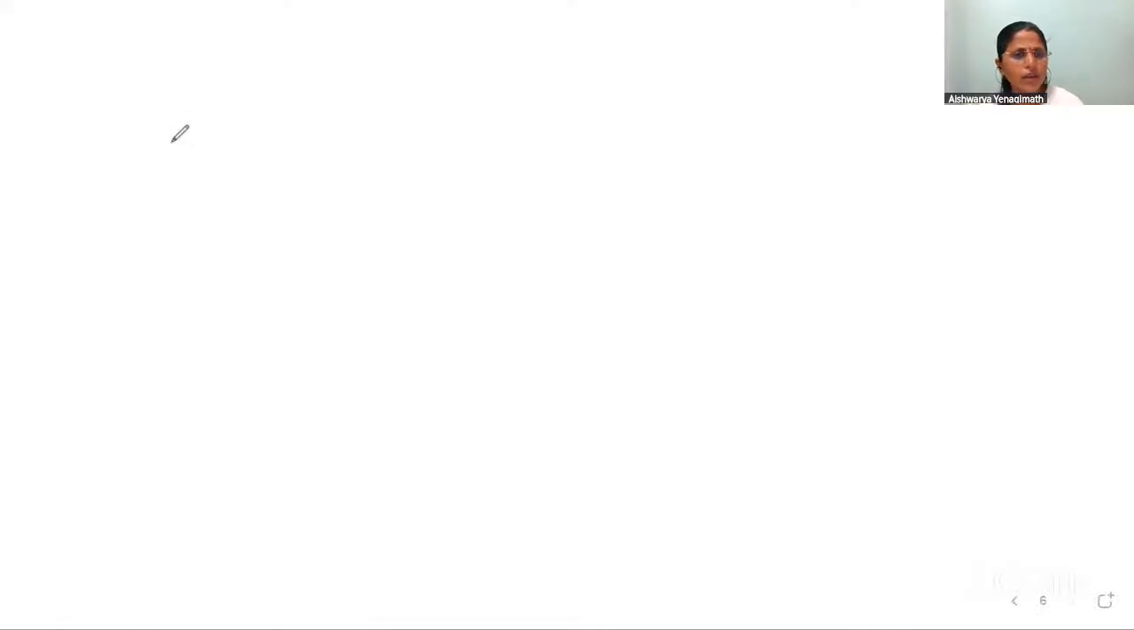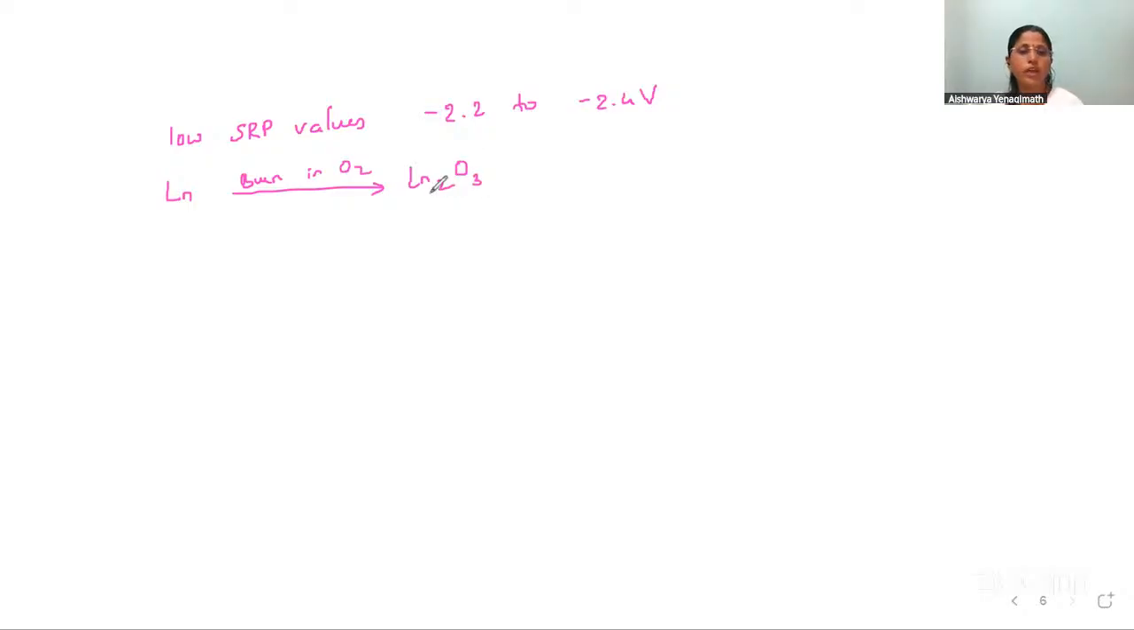Lanthanides have very low SRP values, standard reduction potential values. The values range between -2.2 to -2.4 volts, except europium, it is -2.0. Okay. So any lanthanide element, when it is burnt in oxygen, forms an oxide of formula Ln2O3.